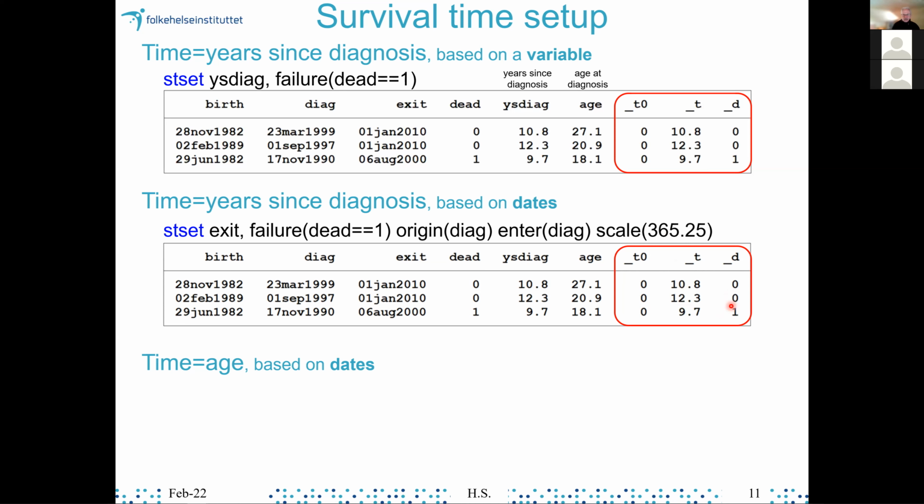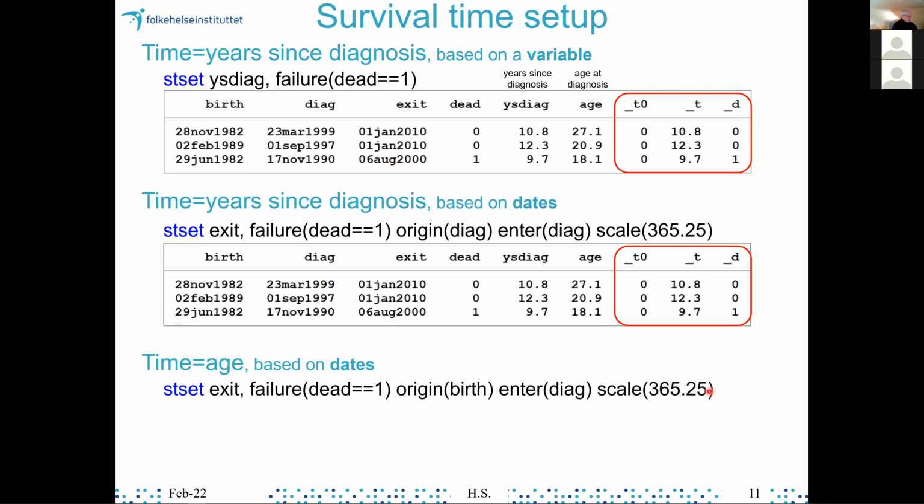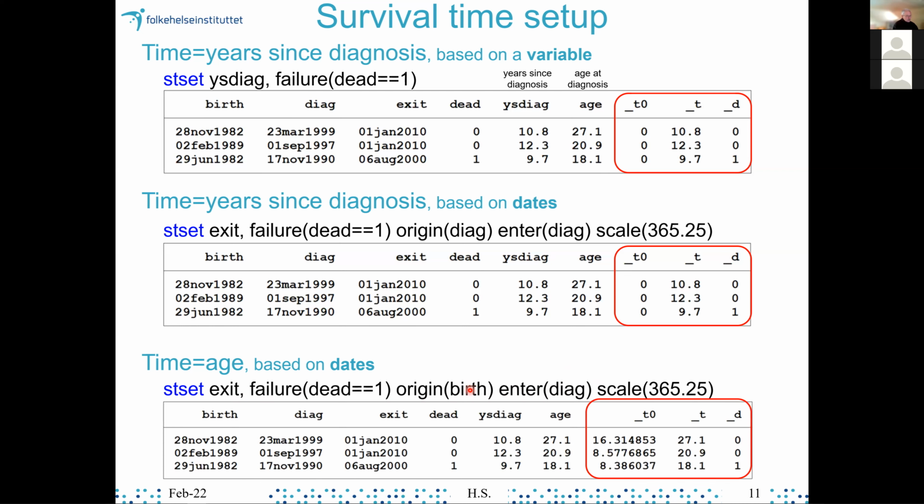If we think that age is a more important parameter than the time since diagnosis, we could use age as our analysis time. And this is how we set it up. So now, instead of having origin diagnosis, we use origin birth, and we use enter time at diagnosis, and everything else is the same. So this is the only one we're changing. The result now is that we get time measured in ages. So this person will be 16 years when he enters the risk, and will be 27 years at the exit.